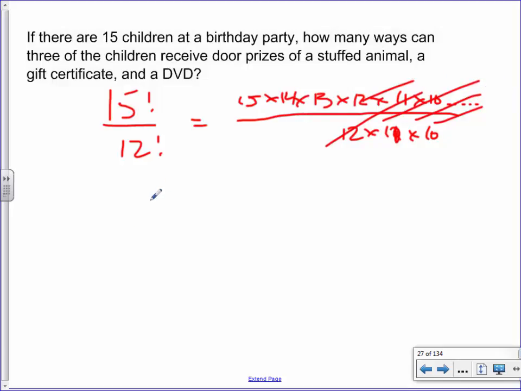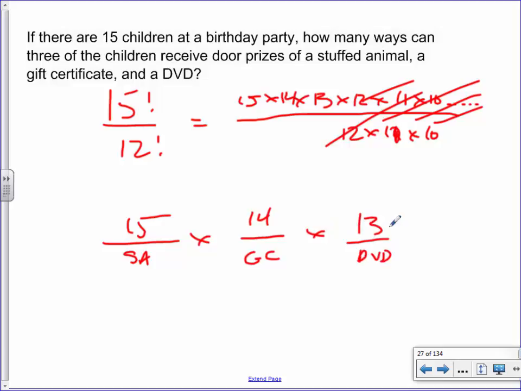At its core, what you really have are, for the stuffed animal, 15 kids could win the stuffed animal. And then there's a gift certificate. 14 kids could win the gift certificate. And then there's a DVD. And 13 kids could win a DVD. And what happens to the last 12? Yeah, we get nothing. Nothing.